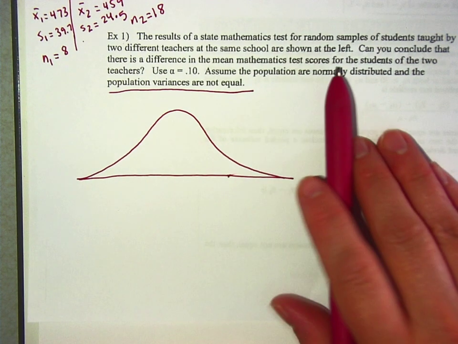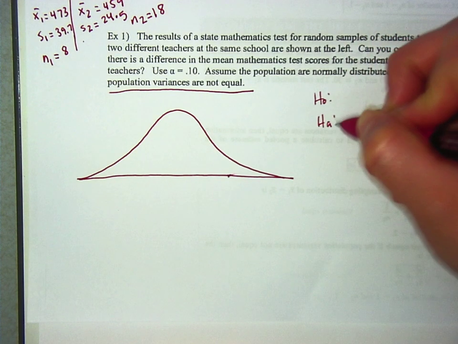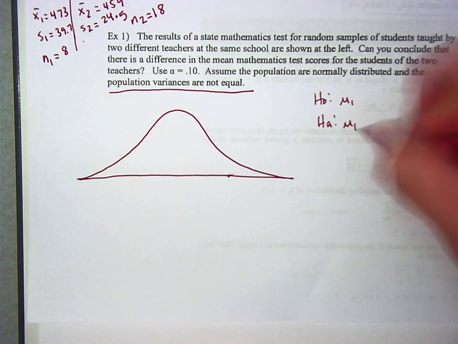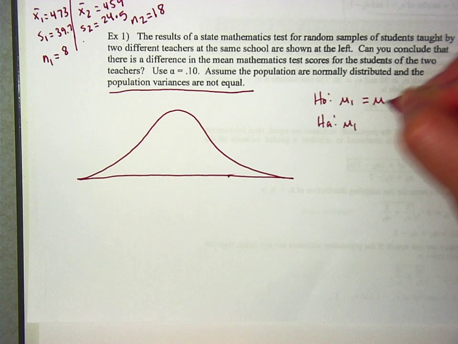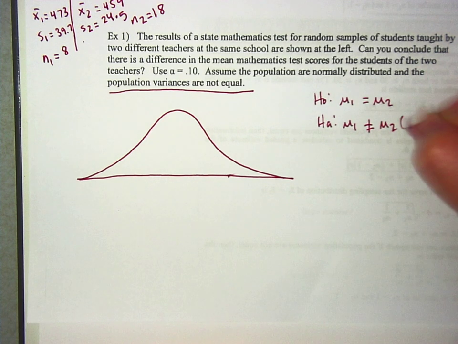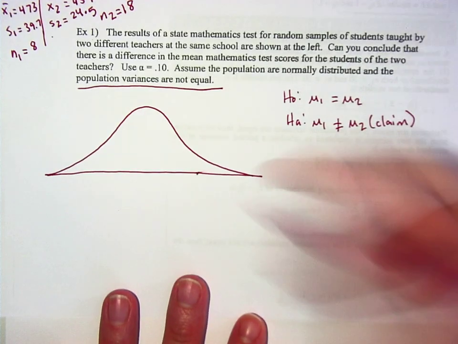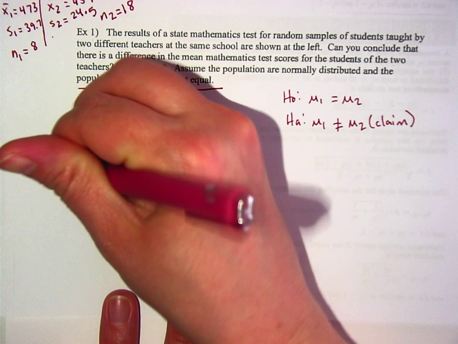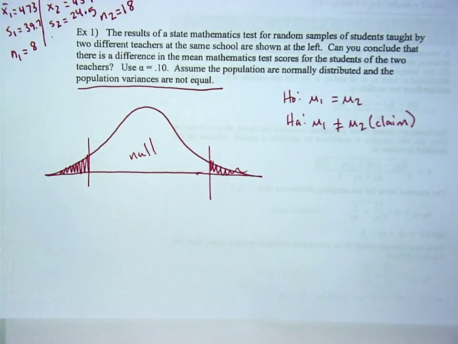So this is H sub 0, H sub A. Teacher 1 and teacher 2, mu sub 1. It says, can you conclude that there's a difference? So what does that mean? Right, and which one's the claim? Right, so the claim is that they're different from each other, which means not equal to. This is going to be a two-tailed test. And it says alpha equals 0.1. Okay.